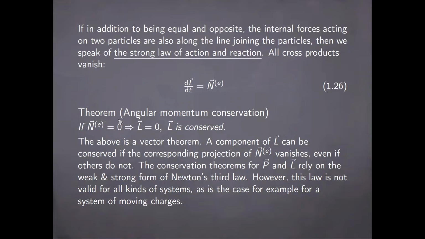As such, the theorem for angular momentum conservation states that if the external applied torque is zero, then the time derivative of the orbital angular momentum is zero, and as such the angular momentum is conserved. It is important to stress that the above is a vector theorem. A component of the angular momentum can be conserved if the corresponding projection of the external torque vanishes, even if others do not. And this is a situation that is very common in many physical systems.